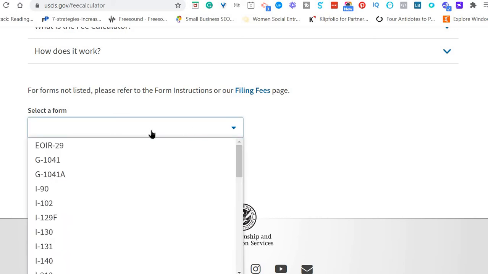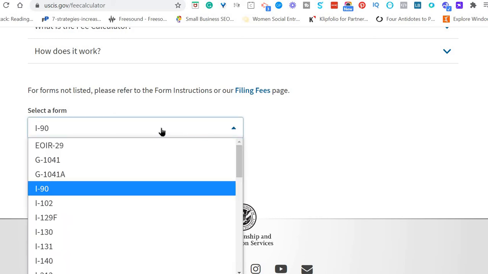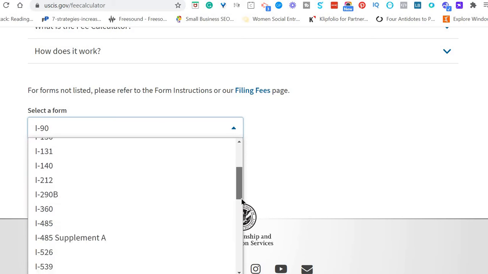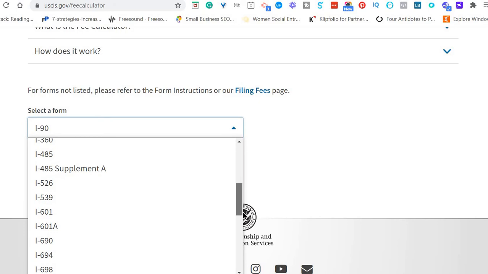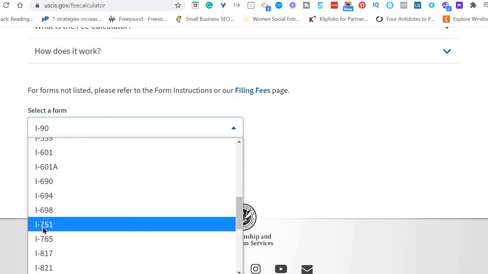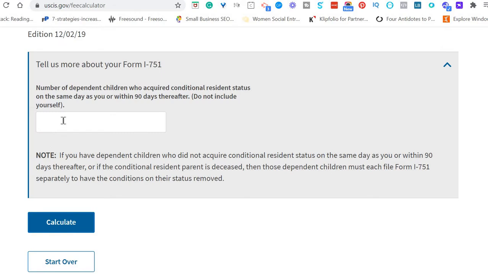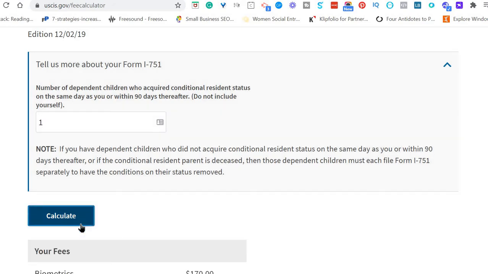Alright, so select the form. It's I-751. Let's try to find it. Here it is. Tell us more about your form. Number of dependent children who acquired conditional residence status on the same day as you or within 90 days thereafter. Don't include yourself. So I have one dependent. Calculate.